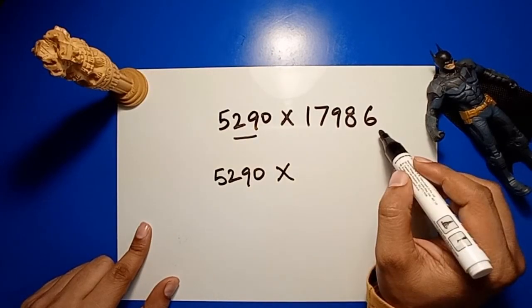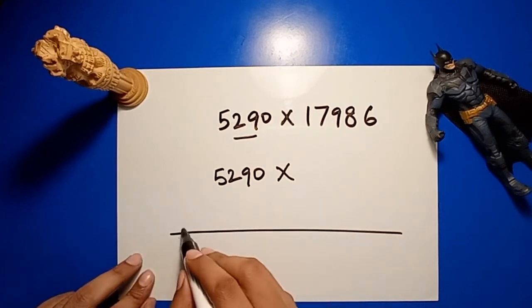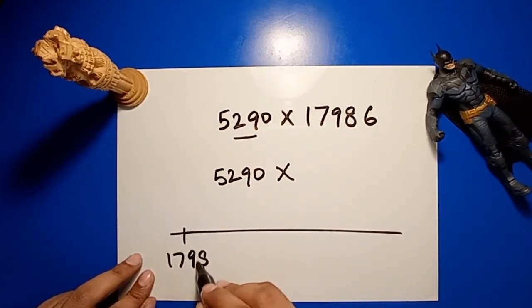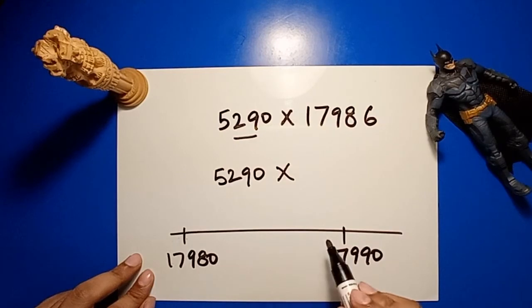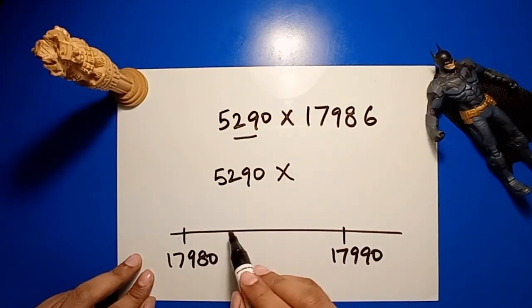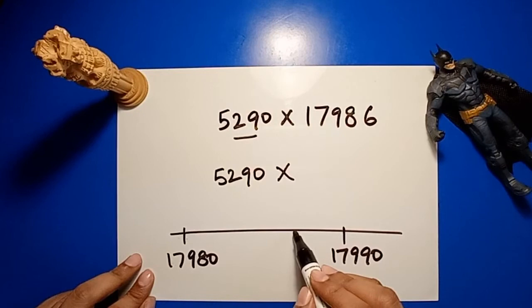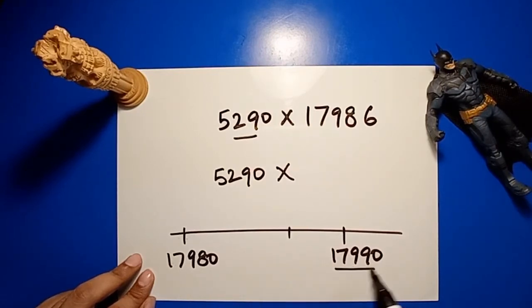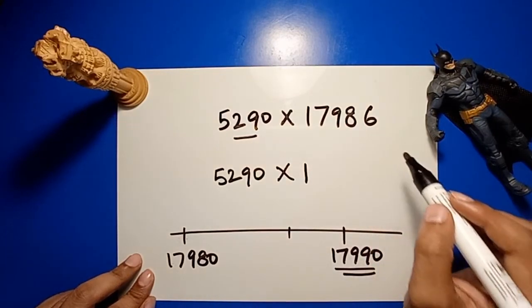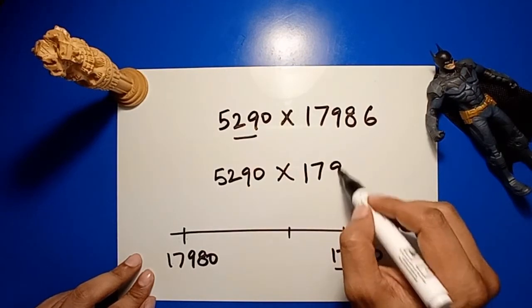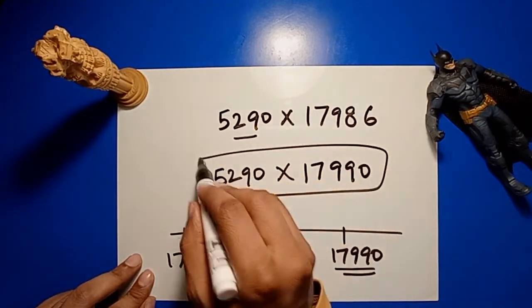17,986, 86. So number line, 17,980, 17,990. Where do you think is the number? 981, 82, 83, 84, 86. So closer to 17,990. So this number rounded to the nearest 10 becomes 17,990. And we solve this multiplication and give our answer.